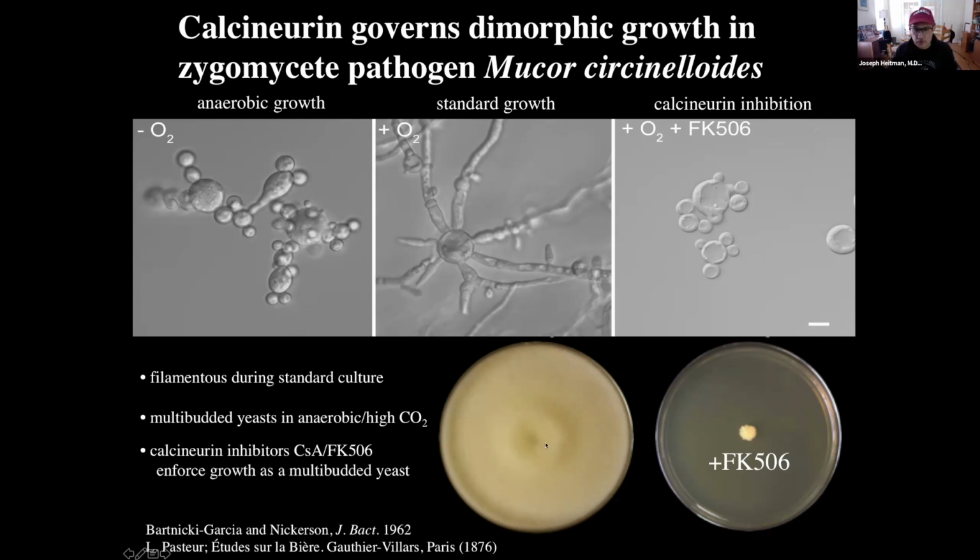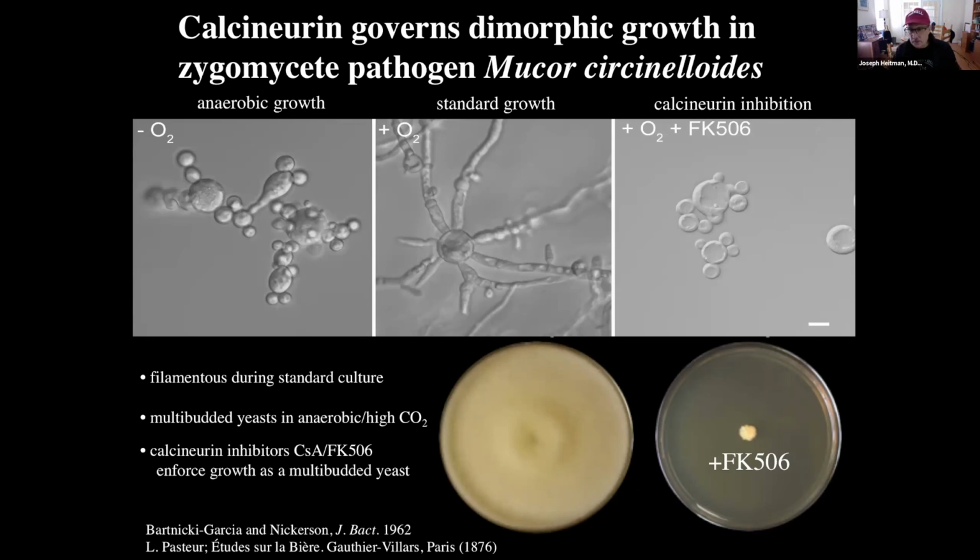But when we grew the organism on media containing a calcineurin inhibitor, the natural product FK506, you see this small restricted yeast colony. And when you look under the microscope, these are multi-budded yeast cells. So this calcineurin inhibitor completely blocks the dimorphic transition from yeast to hyphae.